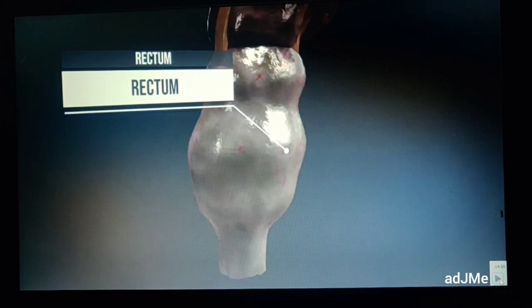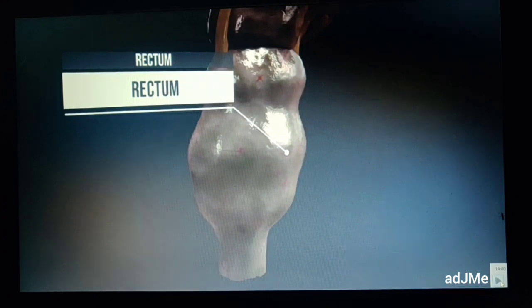after absorption of water and nutrients, the remaining food comes and is stored in the rectum. It is a small muscular bag where the remaining undigested, unabsorbed food is stored, and from the rectum the waste is sent out through the anus.